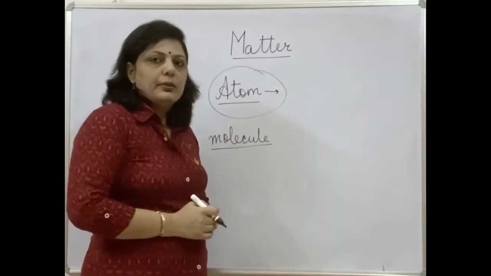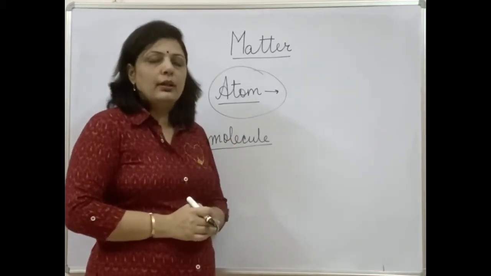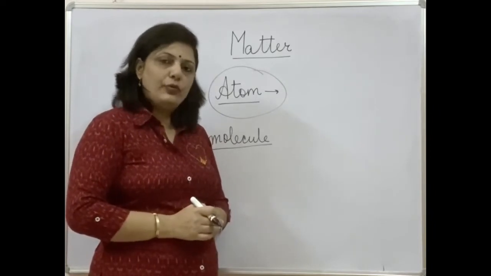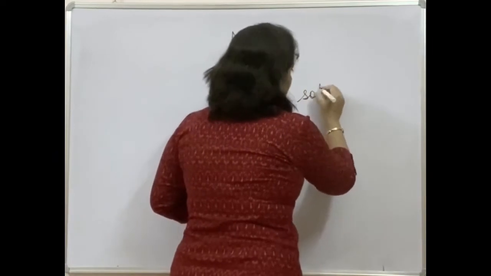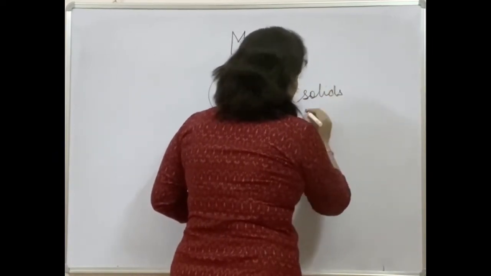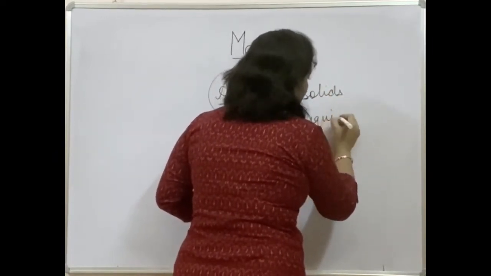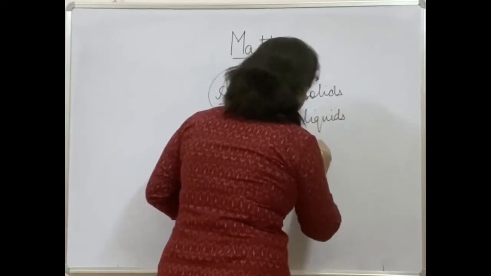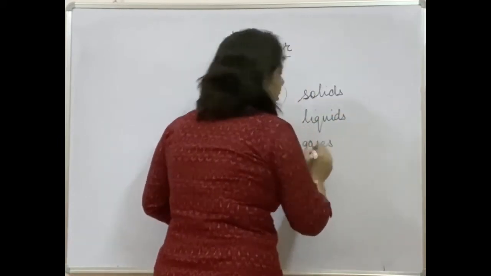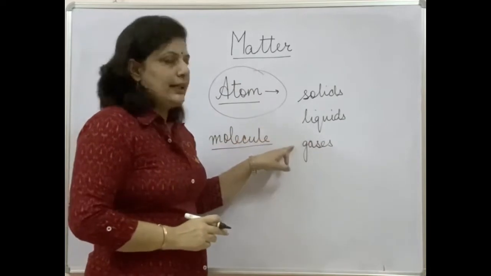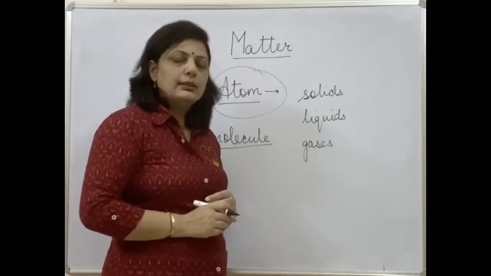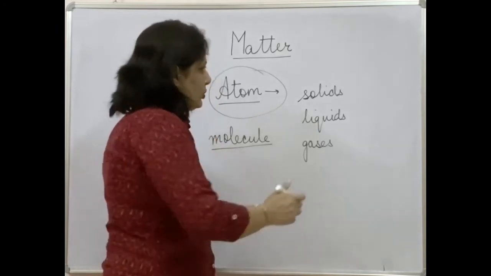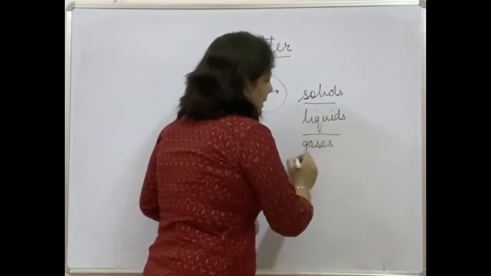Now these atoms and molecules actually have different patterns in solids, liquids and gases. These are the three states of matter. We have been reading from our very lower classes that matter exists in three states. So these are the three states: solid, liquid and gases.